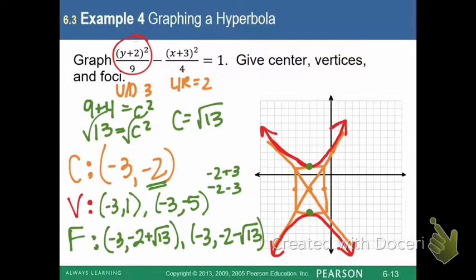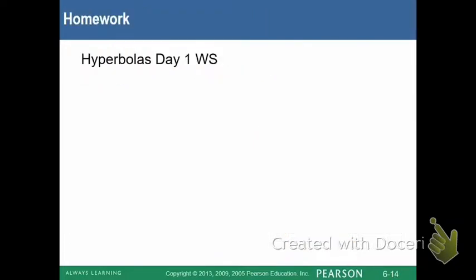Okay. And that is it for hyperbolas. We're just starting with graphing, finding your center, vertices, and your foci. So homework for this is that Hyperbolas Day 1 worksheet. Please email me if you have any questions over this.